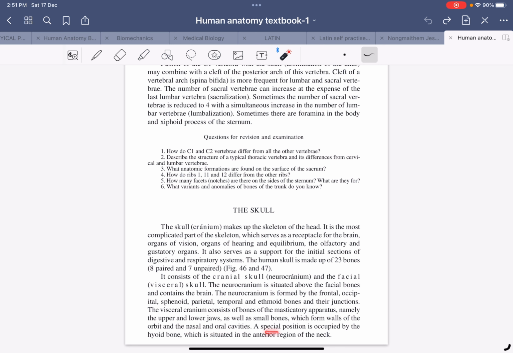A special position is occupied by the hyoid bone. The hyoid bone is contained in our neck, situated in the anterior region of the neck.